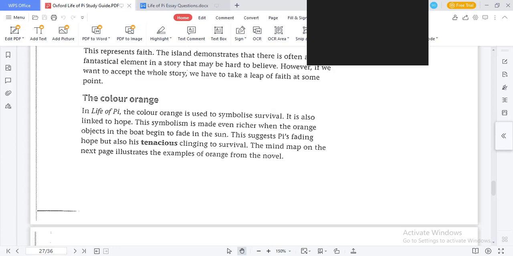Okay, let's talk about it. In Life of Pi, the color orange is used to symbolize survival.